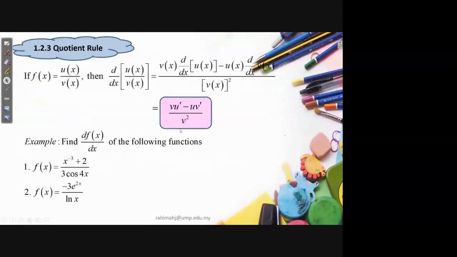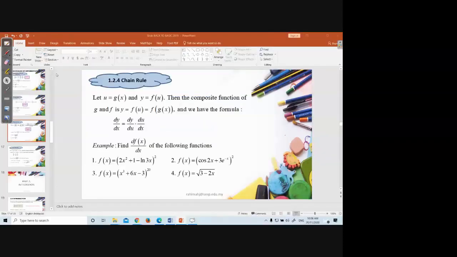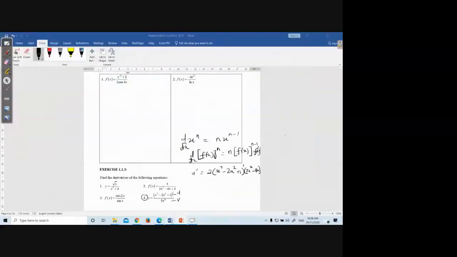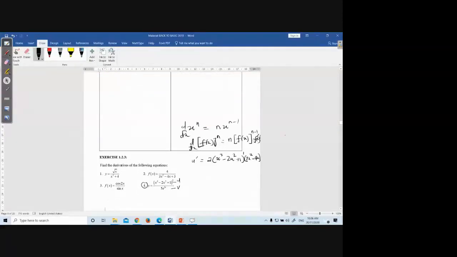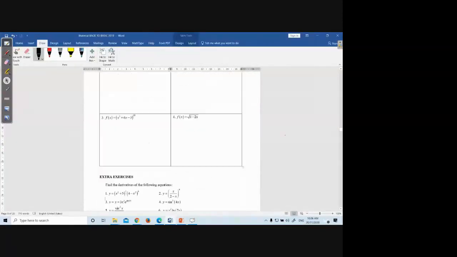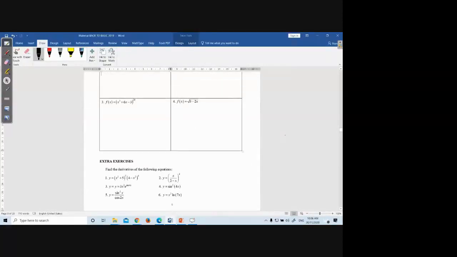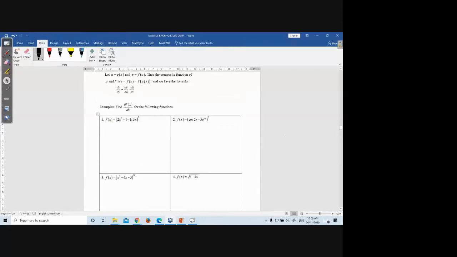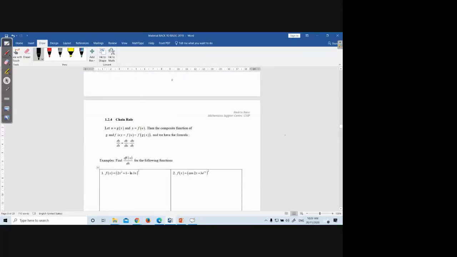Sorry, we don't have a next slide because the next slide is integration. So let's practice. Let's do some practice on this technique. So we have this. Can you please practice how to differentiate number 2?